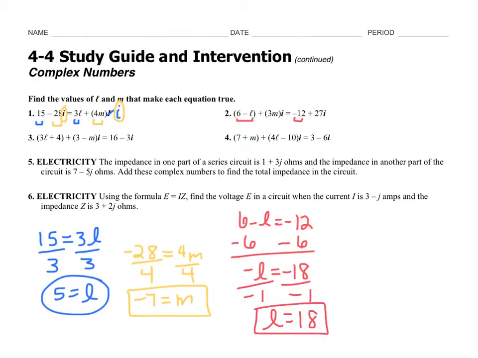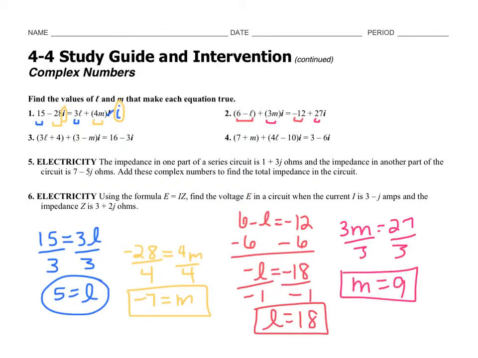And then for my second one, we have imaginary equals imaginary. So 3m equals 27, divided by 3, and m equals 9. So m has to equal 9, and L has to equal 18 for this to work. And again, we can check 6 minus L. 6 minus 18 is negative 12. Good. 3 times 9 is 27.